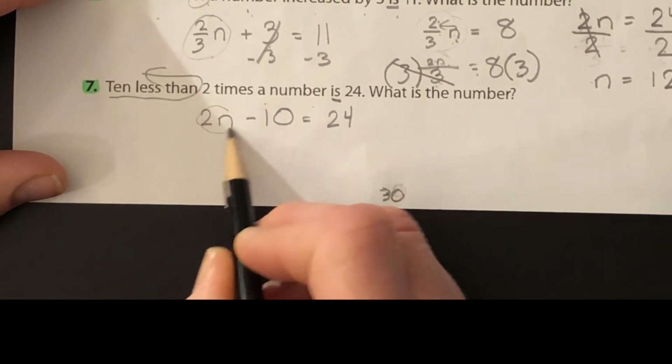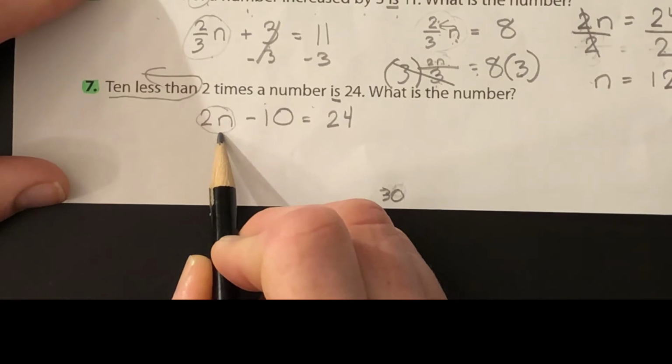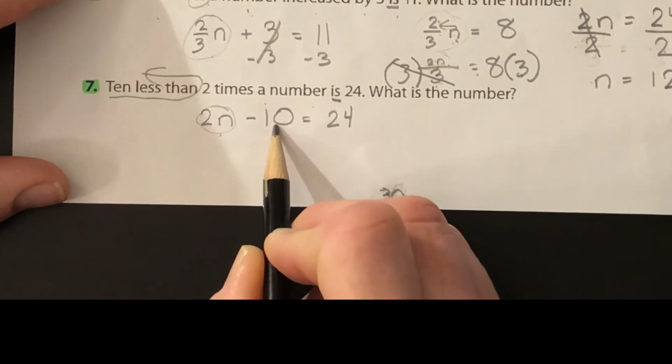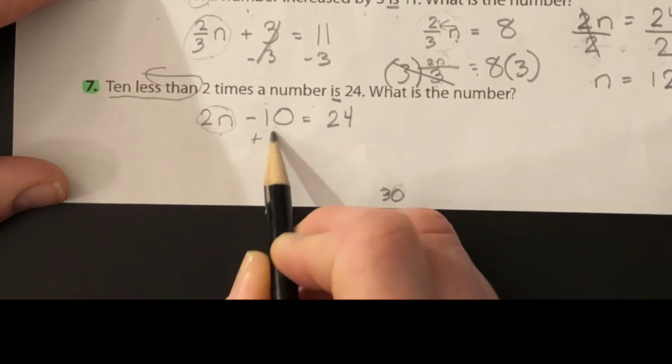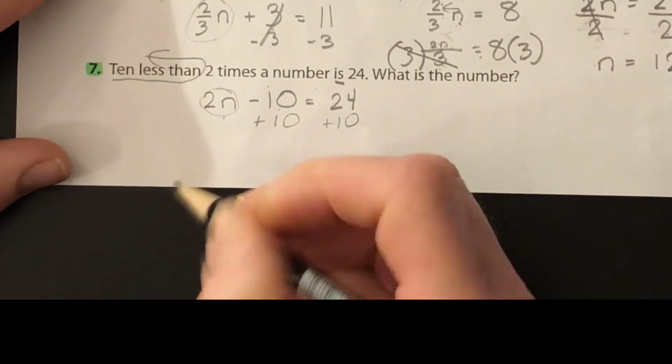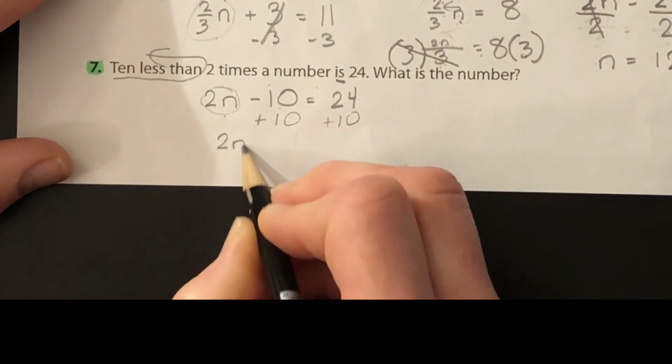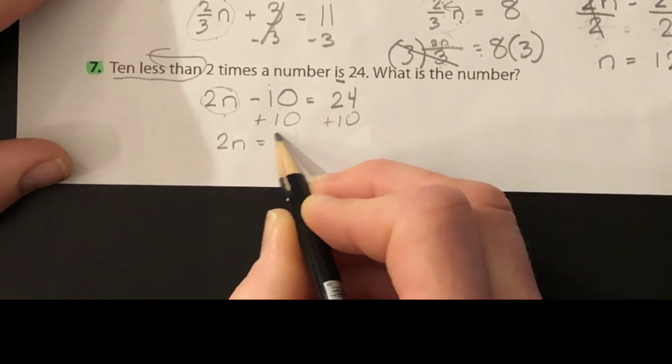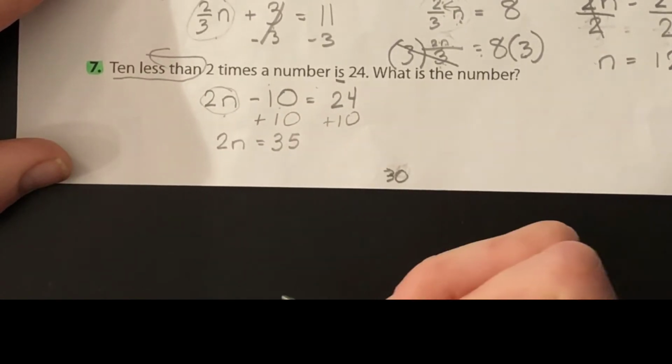The first thing I want to do is to get the variable term by itself. So I'll do the opposite of this, which is plus 10 to both sides. That leaves me with 2n equals 35.